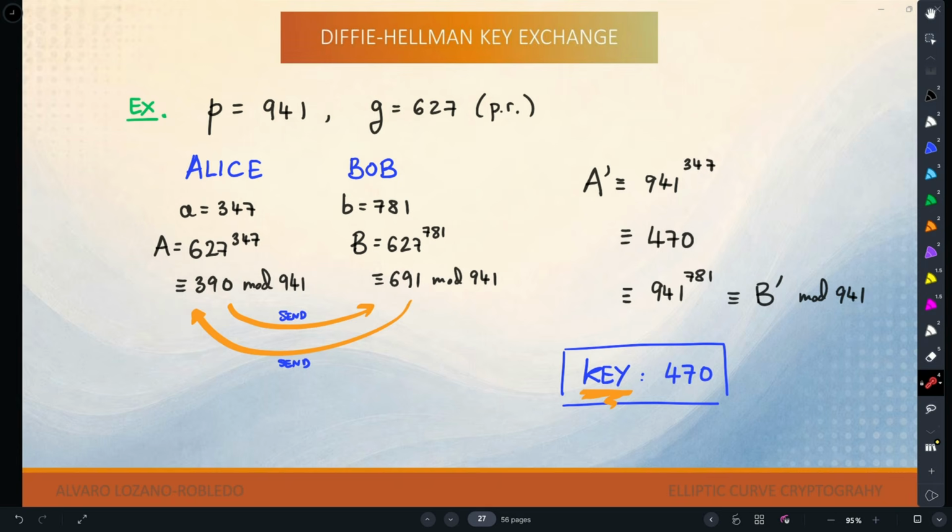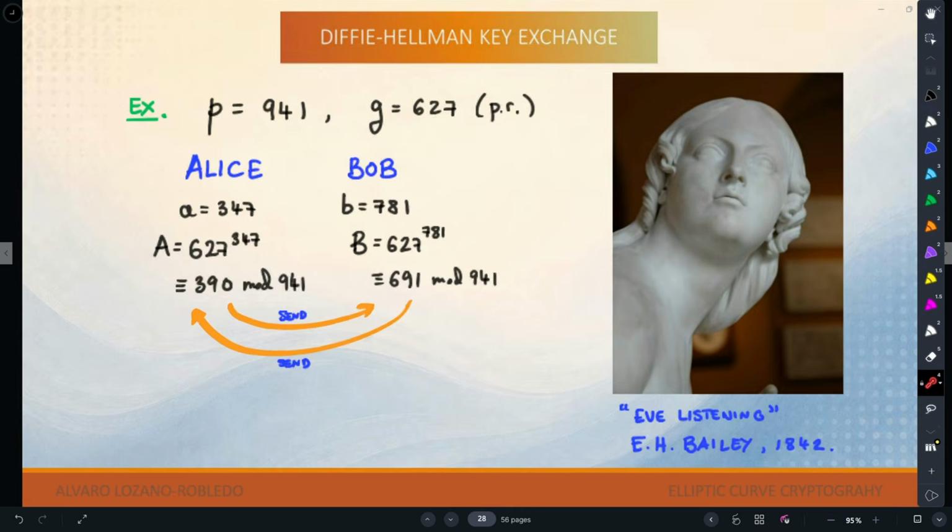You're supposed to be raising Bob's 691 to the 347, so this is not right. This is 691, so this is supposed to be 691 to the 347, and Bob computes 390 to the 781, and then they get a shared secret 470. Okay, so Bob takes this 390 to the secret key, and Alice takes this from Bob and raises it to the power of A.